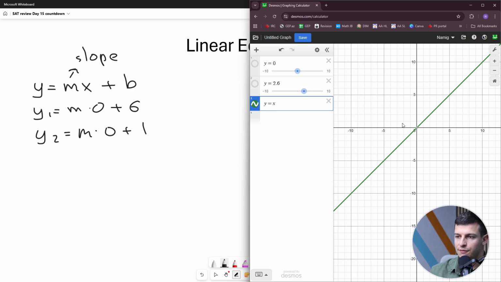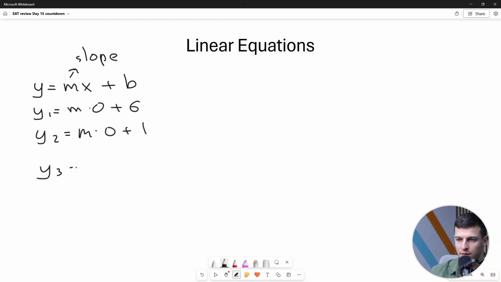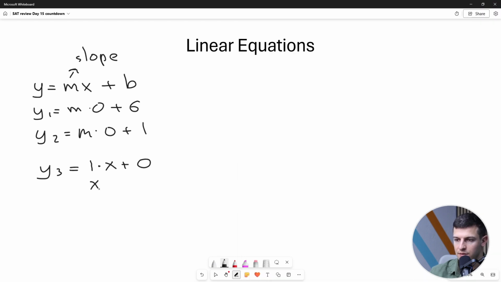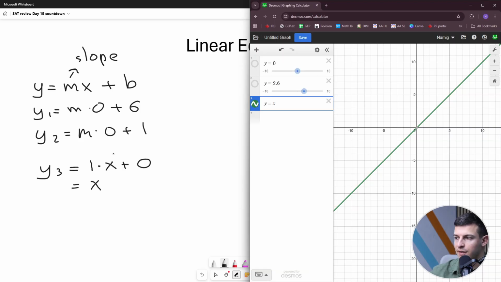Now, if we look at our equation, y equal to mx plus b, you will see that we don't seem to have a b here. So b is 0, but m is 1, right? So if I come here, y, I'm going to call it y3, 1 times x plus 0. This is where I am right now. 1 times x plus 0. So 1 times x is just x, and 0 is nothing. So y3 is equal to x. This is what I have.